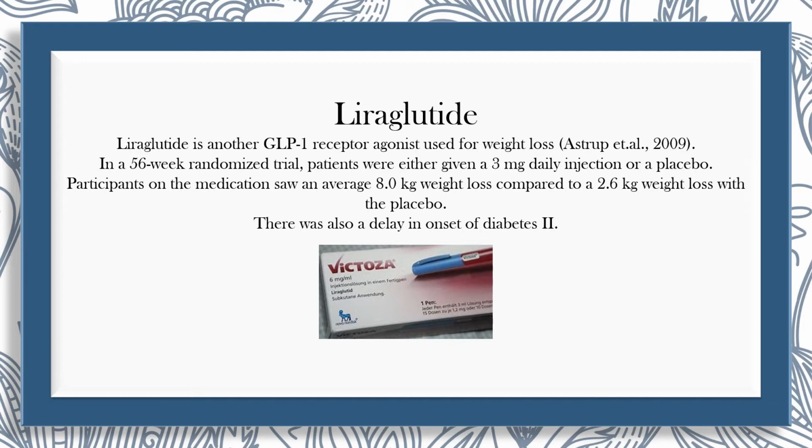Liraglutide. Liraglutide is another GLP-1 receptor agonist used for weight loss. In a 56-week randomized trial, patients were either given a 3 milligram daily injection or a placebo. Participants on the medication saw an average of 8.0 kilogram weight loss compared to a 2.6 kilogram weight loss with the placebo. The other interesting finding was that there was also a delay in onset of diabetes type 2.